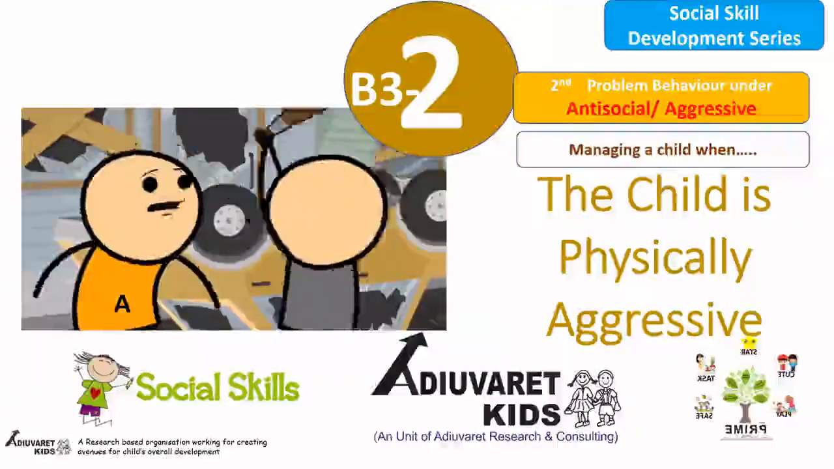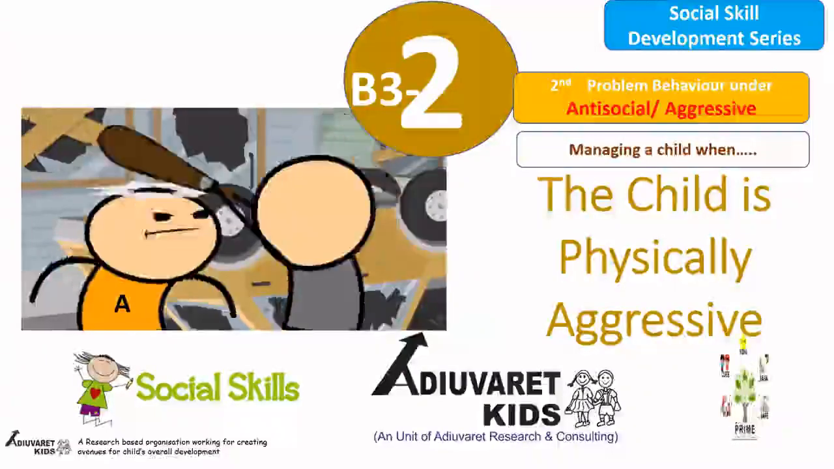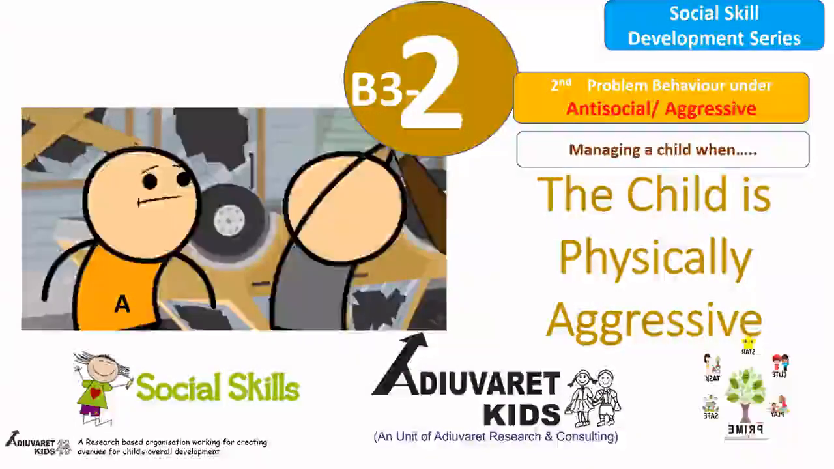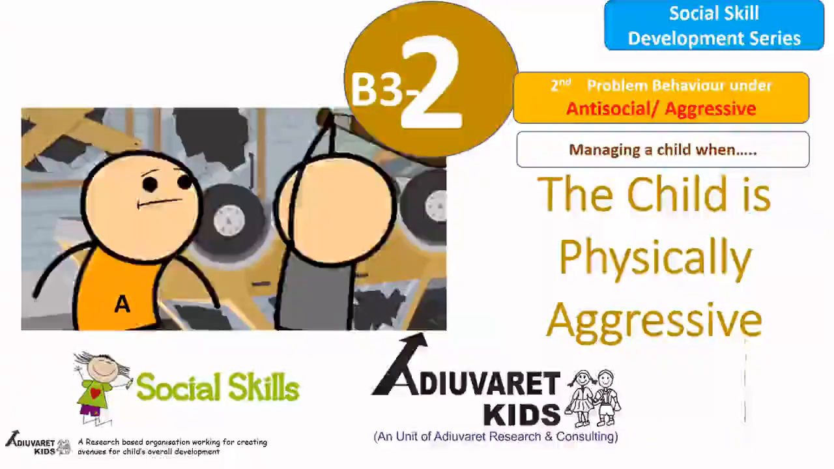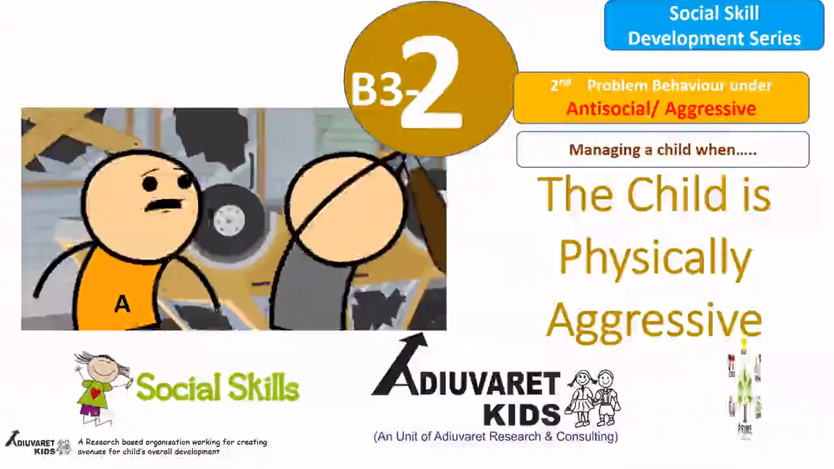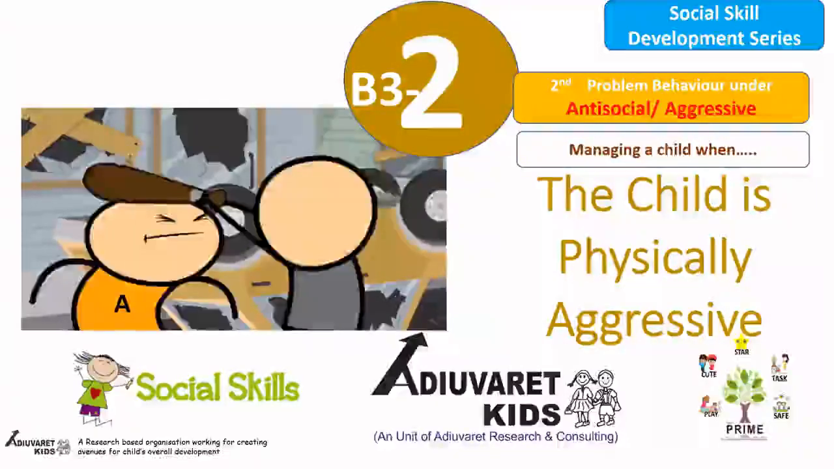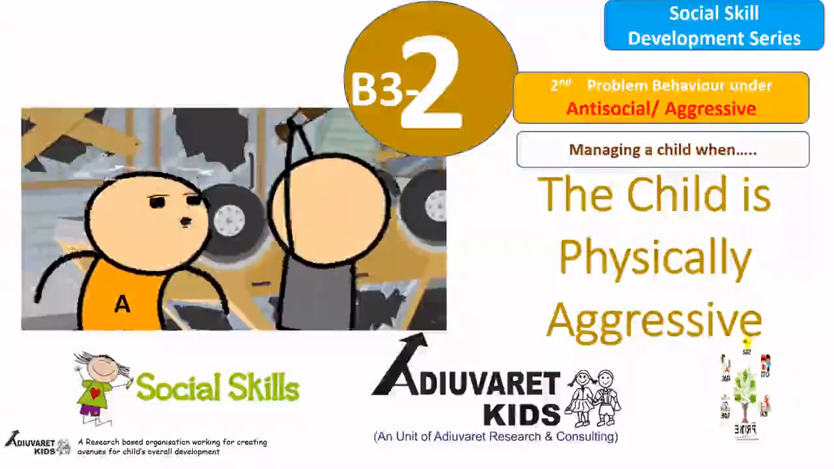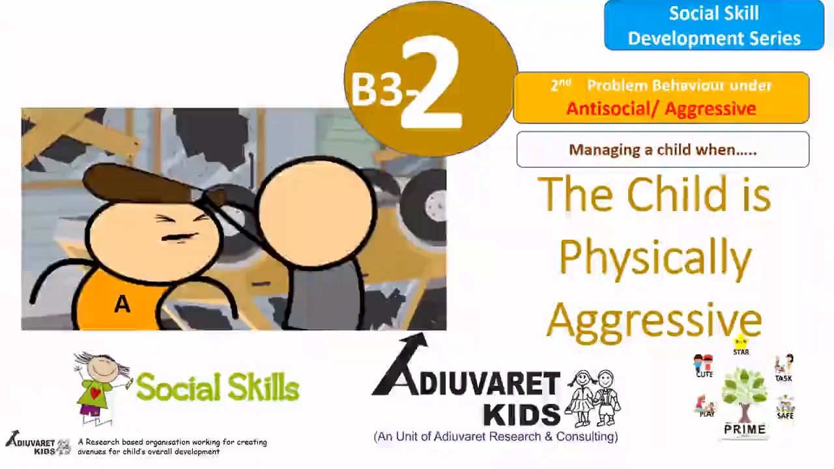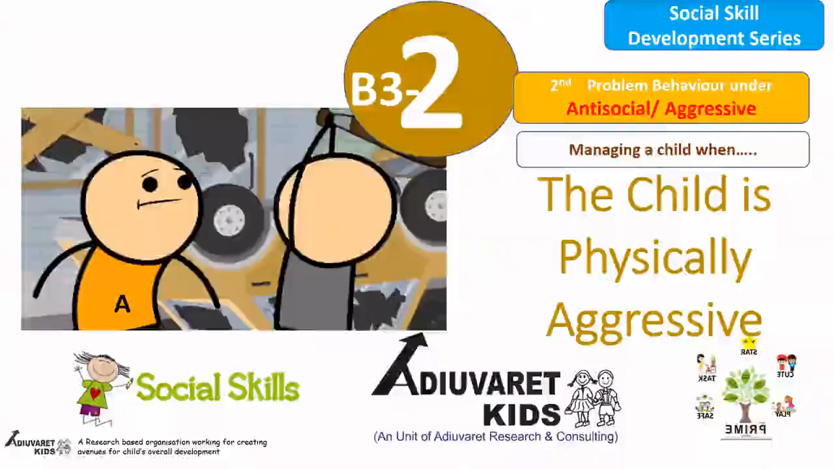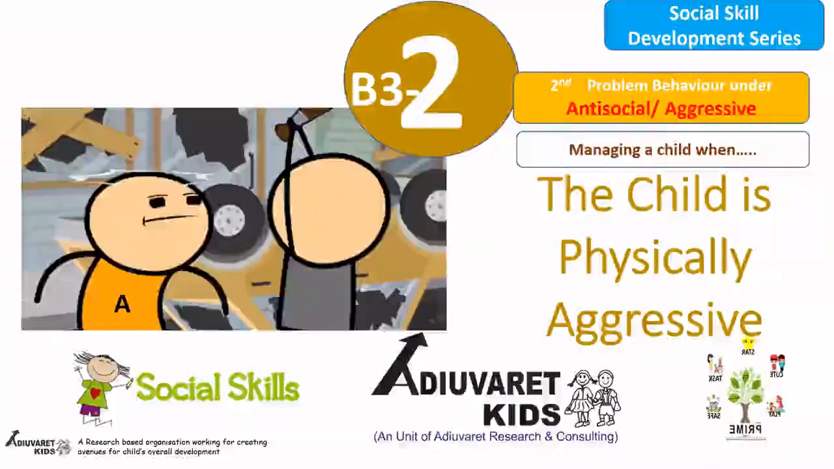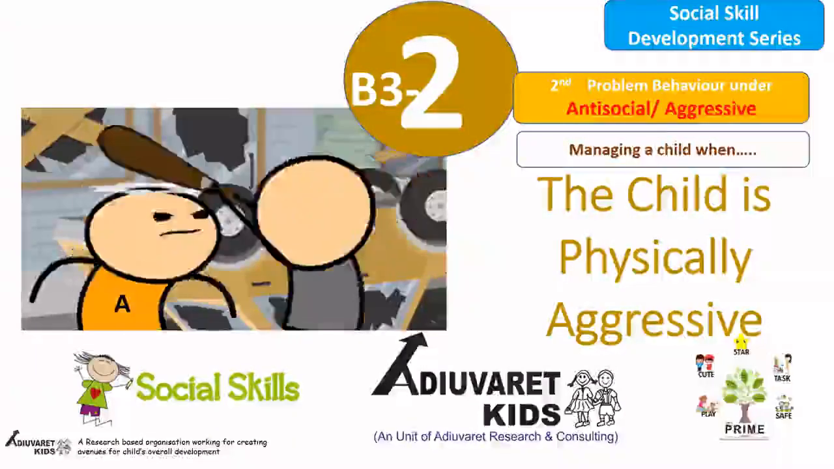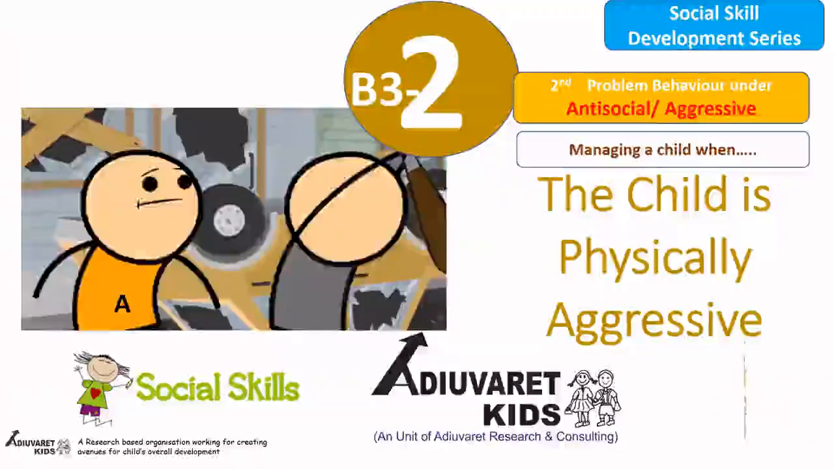The second component of antisocial behavior or aggressiveness of the child is when a child is very, very aggressive physically. That means the child hits, the child kicks others. How we are going to manage those situations, we'll discuss in our next session. We look forward to talking to you in our next session.